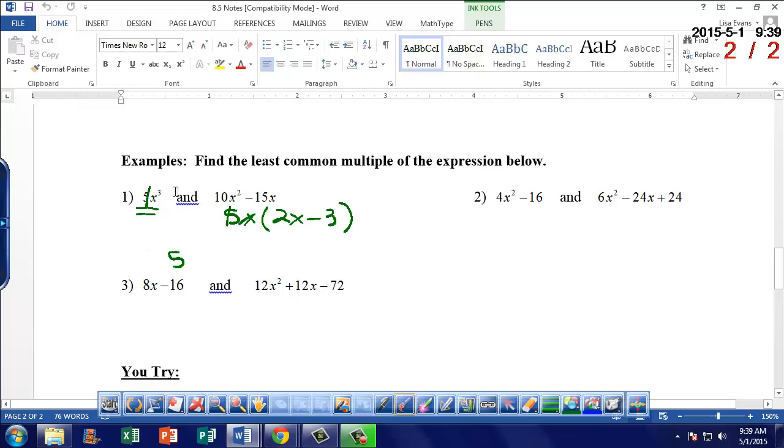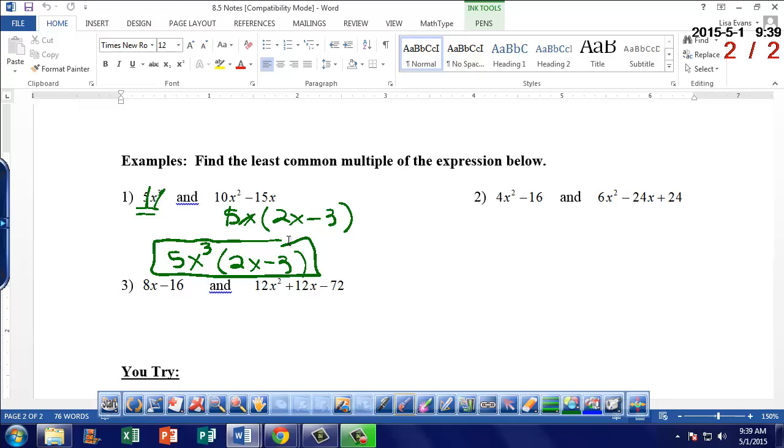This one has an x, but this one has an x cubed. So this one is missing 2 more x's. It can only be as small as the biggest denominator. So we know it has to have an x cubed. So I would have to put 2 more x's in here. Then this one I'm done with, but this one still has a 2x minus 3. So I'm missing a 2x minus 3. This would be what we call the least common multiple. So you see what I'm doing? I'm comparing the two, and I'm making sure they both have what each other has.